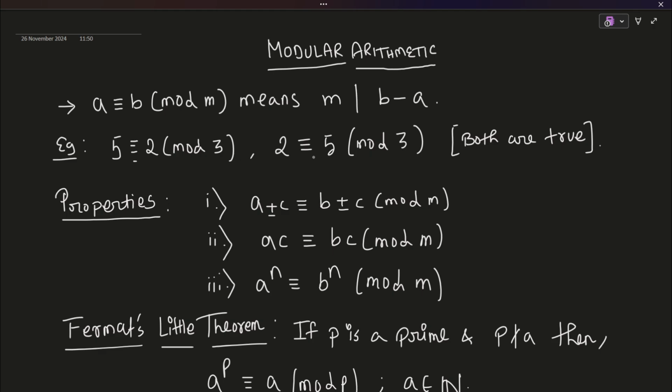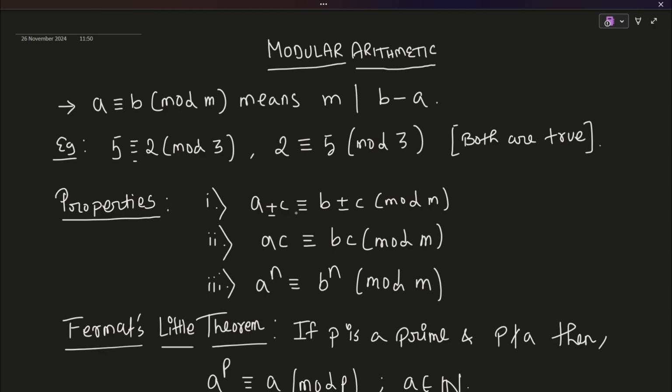Also, the properties of mod are as follows. Basically, if you have A congruent to B mod M, you can add or subtract something or multiply something on both sides. And there is another very interesting property. It's called exponentiation. You can exponentiate both sides to any positive integral power. Along with these tools, we can find remainders.